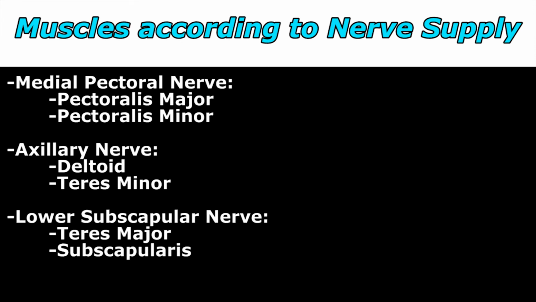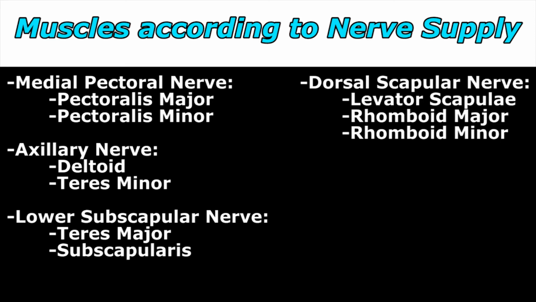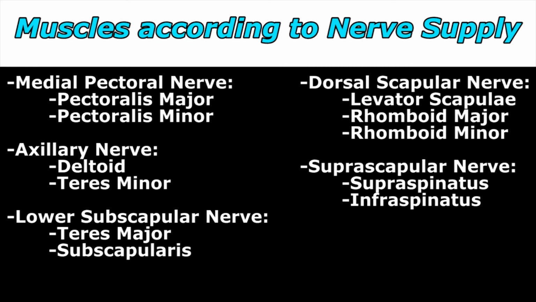For lower subscapular nerve, we have teres major and subscapularis. For dorsal scapular nerve, we have levator scapulae and the rhomboid major and minor. And for the suprascapular nerve, we have supraspinatus and infraspinatus muscles.